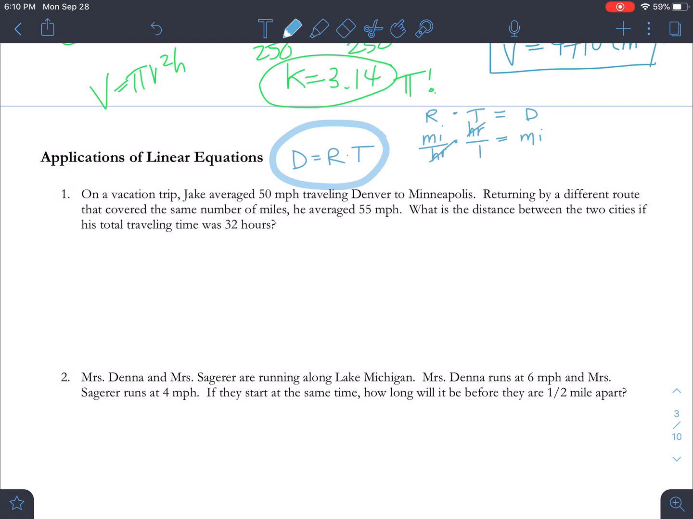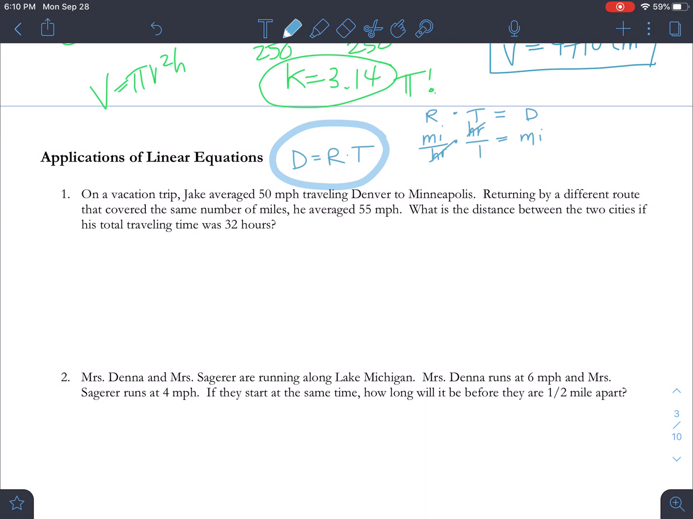So the first problem here we have: on a vacation trip, Jake averaged 50 miles per hour going from Denver to Minneapolis and returning by a different route that covered the same number of miles, he averaged 55 miles per hour. So what's the distance between the two cities if his total traveling time was 32 hours?